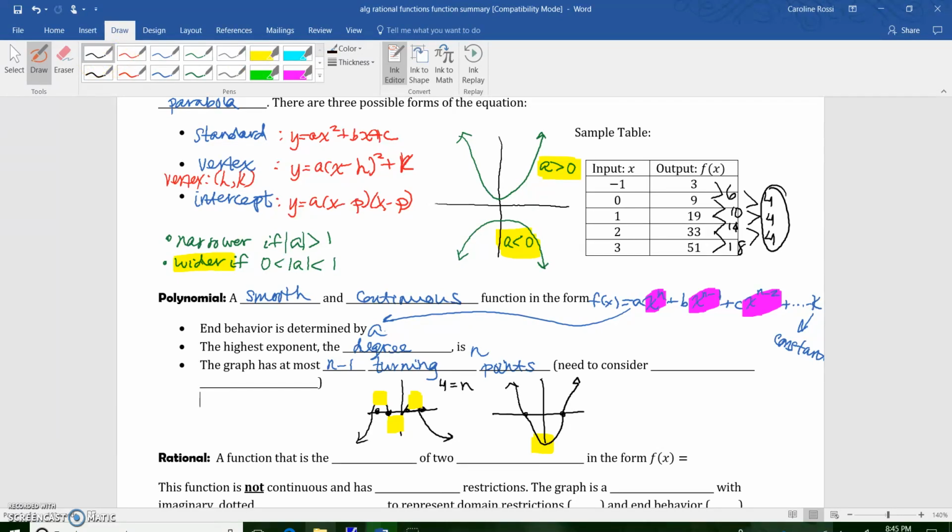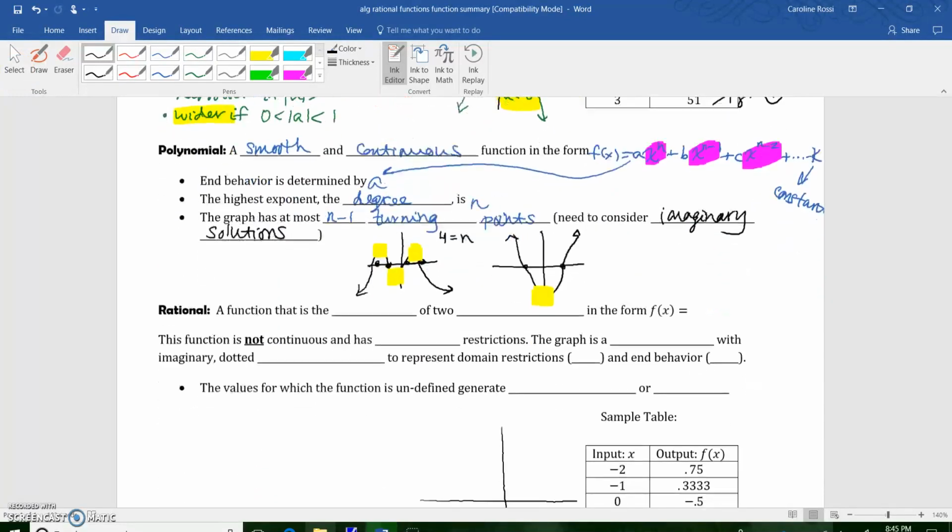So what you need to consider is your imaginary solutions. So if you have imaginary solutions, that will affect the number of turning points and the number of zeros, but you can have at most n minus 1 for your turning points.